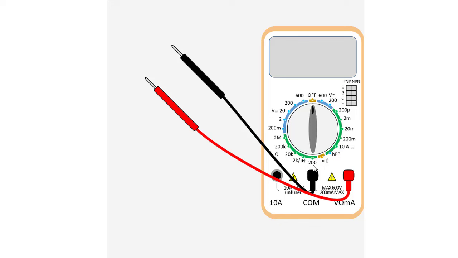Then from this 200 to this 2 mega ohm, this is for measurement of resistance. Here we can see the sign of omega, so it is used for measurement of resistance. And then finally for DC voltage. So this range from this 200 millivolt to 600 volt is used for measurement of DC voltage. Here we can see this V is for voltage and these two lines represent DC voltage. So this is a multimeter.